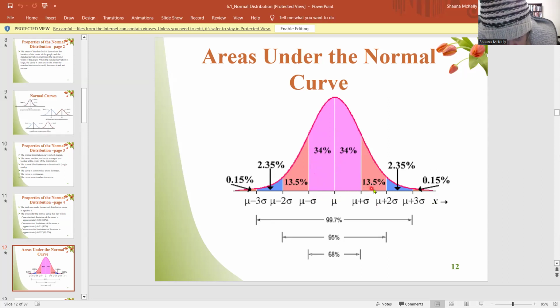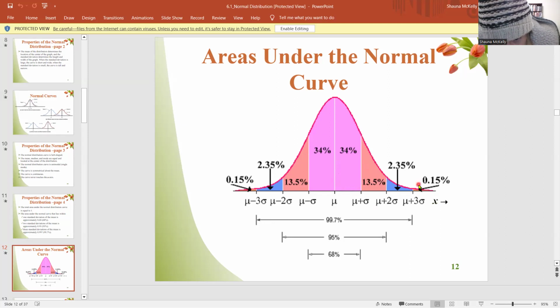34 plus 13.5 is going to lie within 2 standard deviations above the mean. So if you add 34 and 13, you get 47 and then 0.5, so 47.5% lies within 2 standard deviations above the mean.